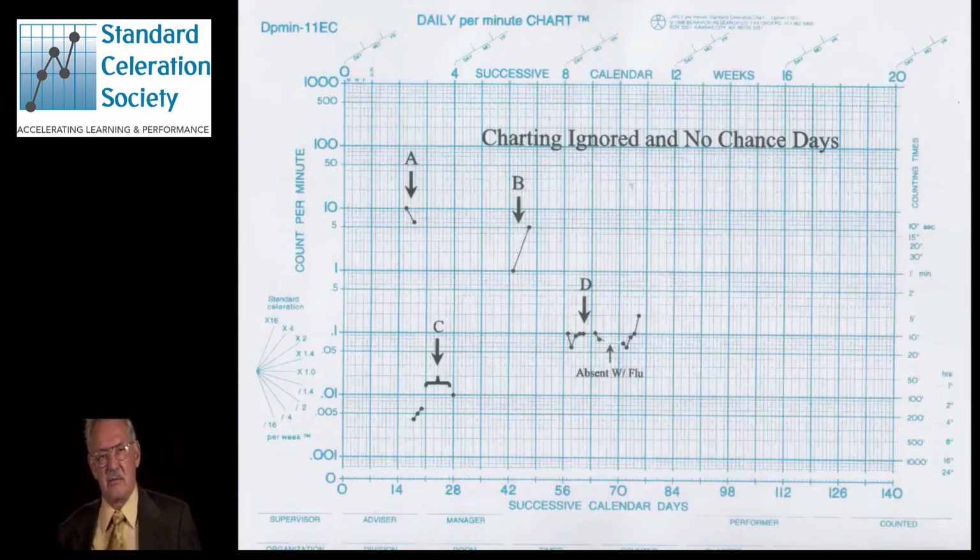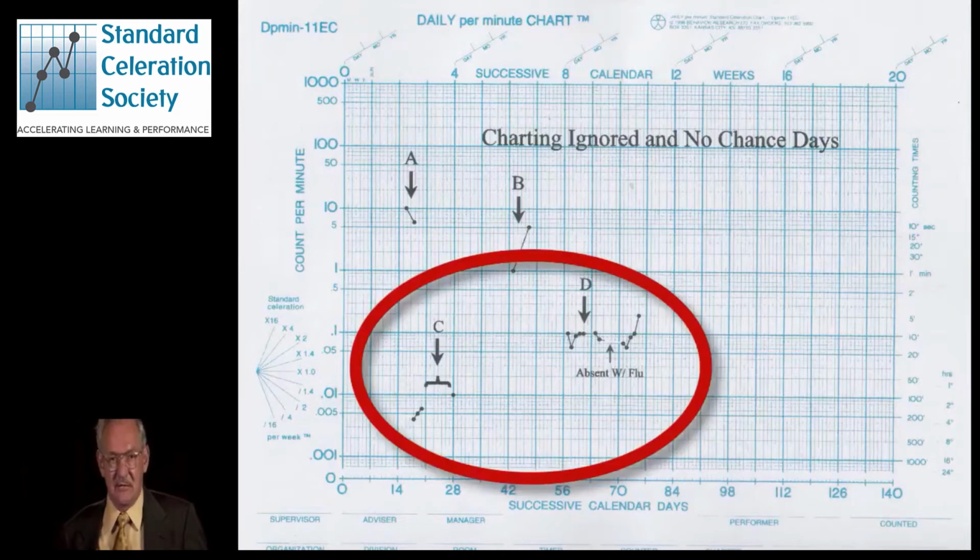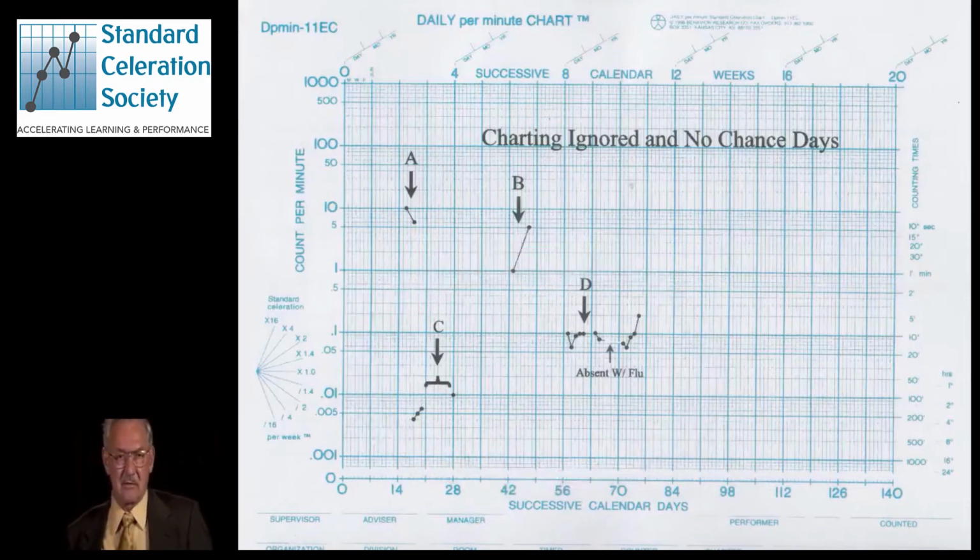If, for example, we are keeping charts of children's performance in school, by definition, unless it's a very strange school, they're not there on Saturday and Sunday. So Saturday and Sunday are no chance days. How do we deal with no chance days on the chart? We leave them blank. So now we have all three procedures for handling the three things that can happen on a given day with regard to behavior.